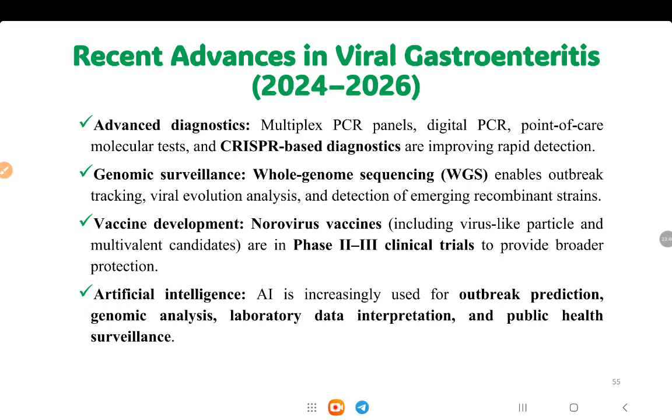Whole genome sequencing is now widely used for outbreak investigation, surveillance and monitoring viral evolution. Several norovirus vaccine candidates are being developed and are under clinical trial. Also AI is now increasingly used for outbreak prediction, genomic analysis and laboratory data entry. All these advances and different techniques improve early diagnosis, surveillance and disease control.